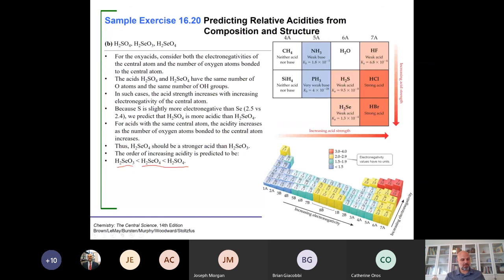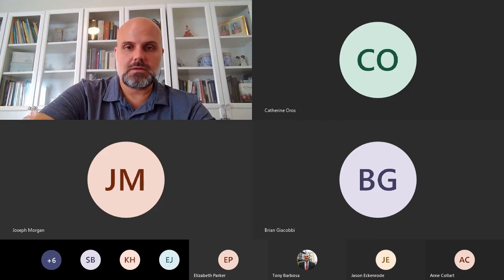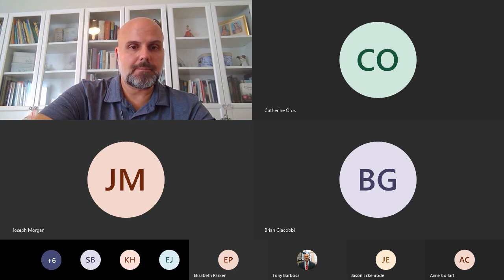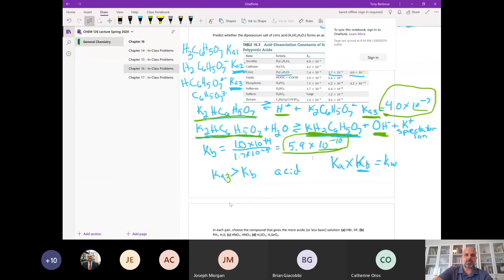All right, so there's a sample problem to work through. If you take a second and work through the sample problem, those of you who don't have it, I'll pop it up on the screen. Here it is. All right, so here is the sample problem.